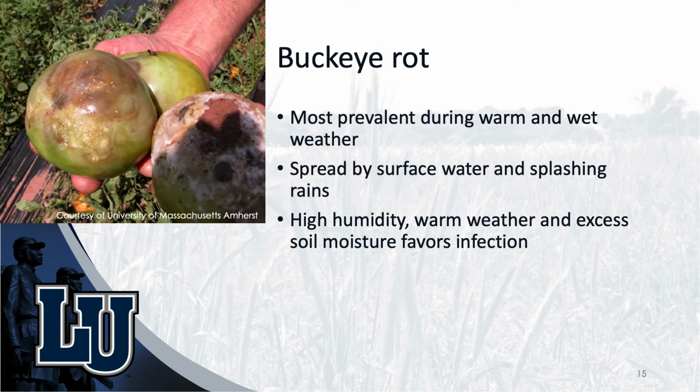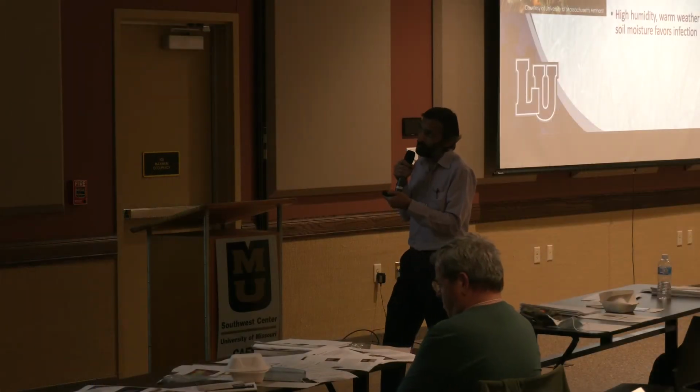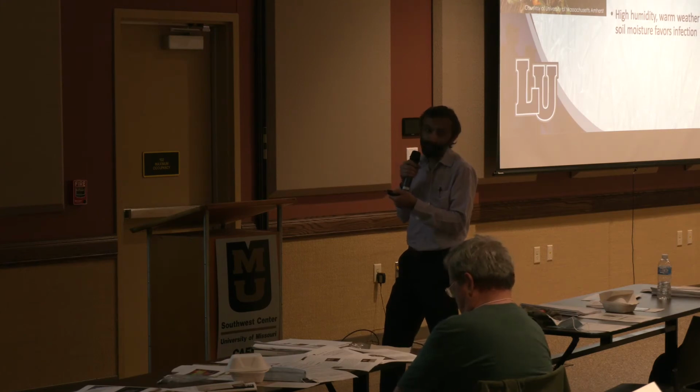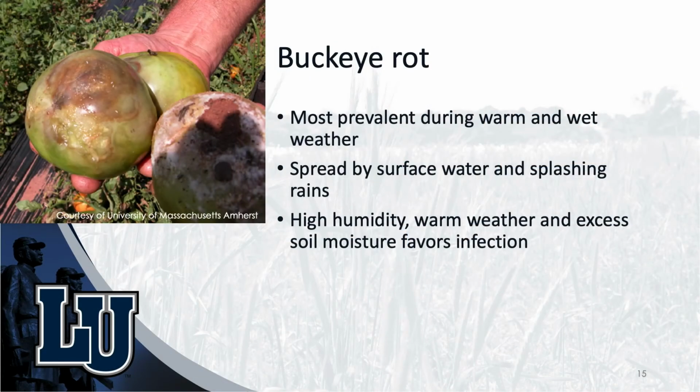They are more common in warm and wet weather, and are spread by surface water and splashing rain. They are also more prevalent in high humidity because it allows the pathogen to produce spores. As you can see, the white color is actually the spores. Without high humidity, you only see the brownish discoloration.